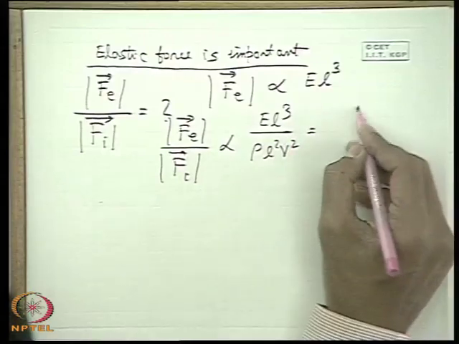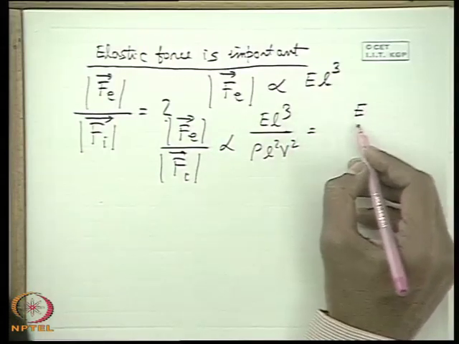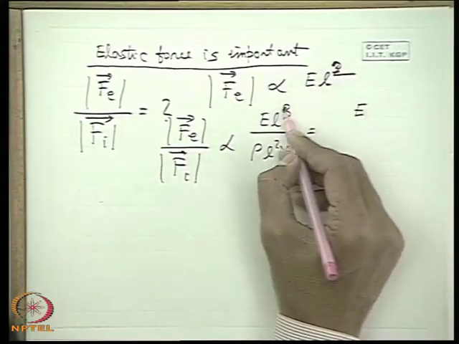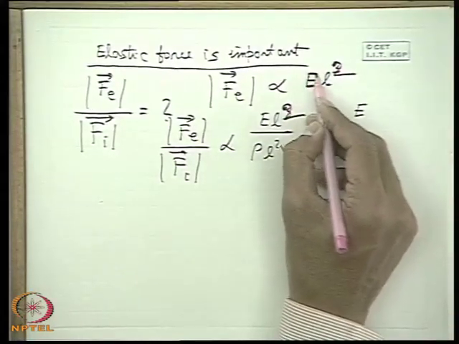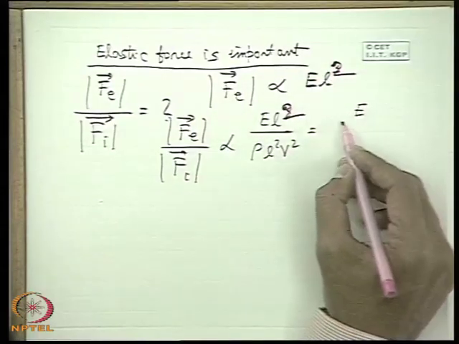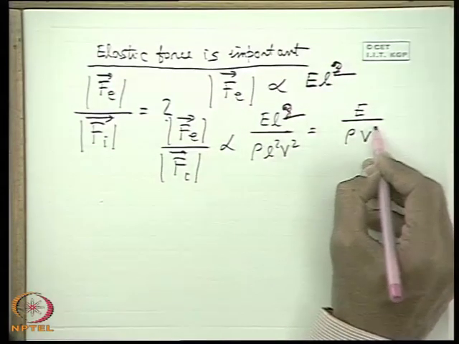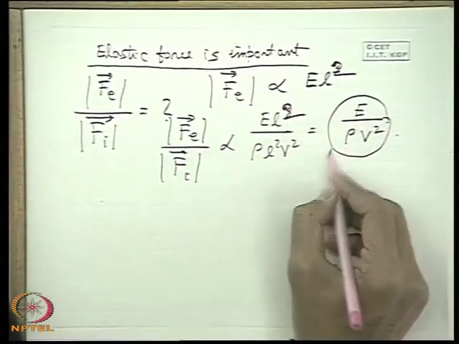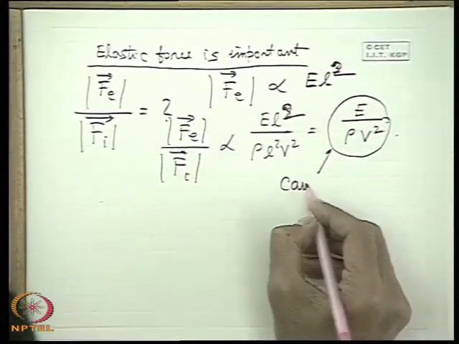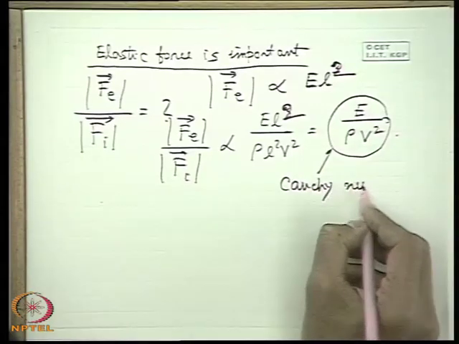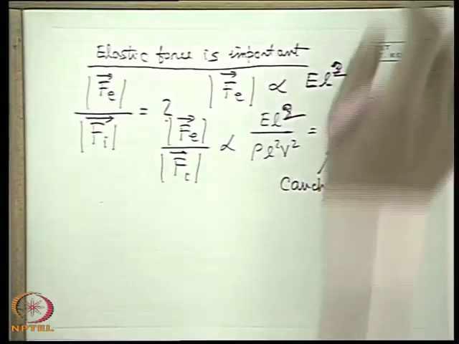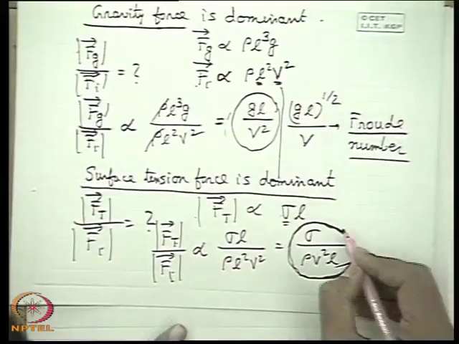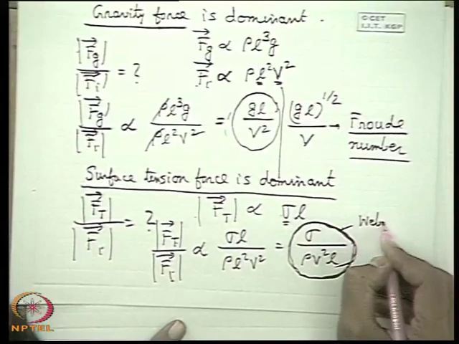So therefore, this becomes equal to E, what is that? EL cube, sorry, L square, because modulus of elasticity is the force per unit area, I am sorry. So E by rho V square. So this is known as Cauchy number. I am sorry, I could not mention the earlier one, you have written it. The earlier one is known as Weber number. You must know this name.